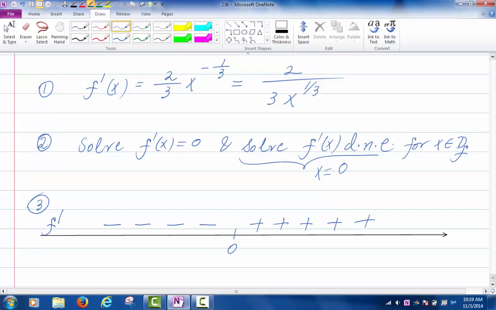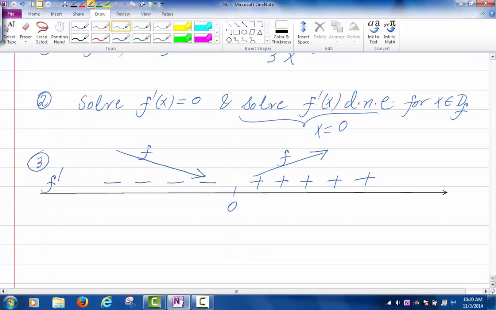It means that the function f is decreasing on the left side of 0, and it is increasing on the right side of 0, right? So f is decreasing here, and f is increasing on the right side of 0. Is everybody okay? You guys are okay with that?